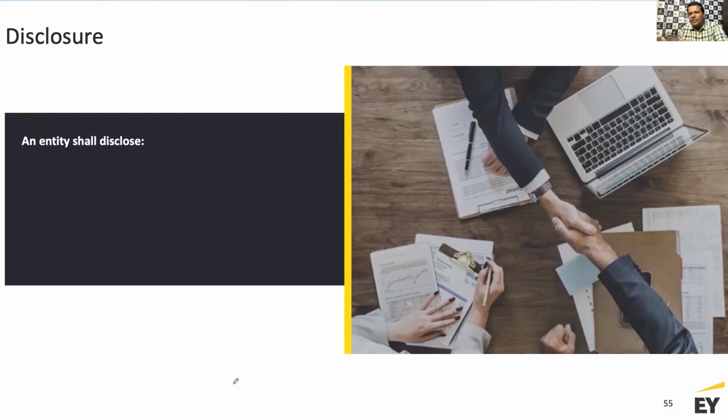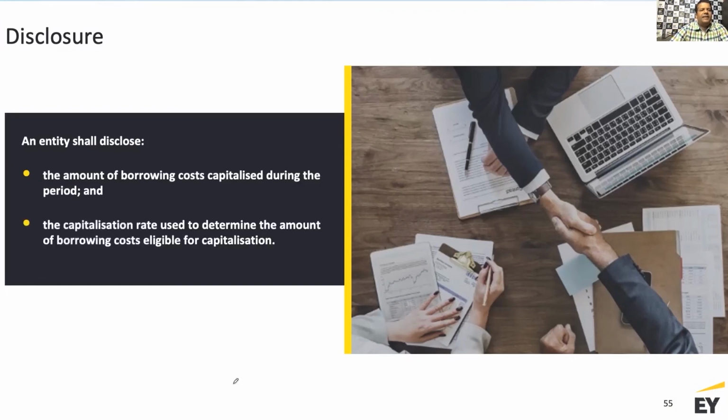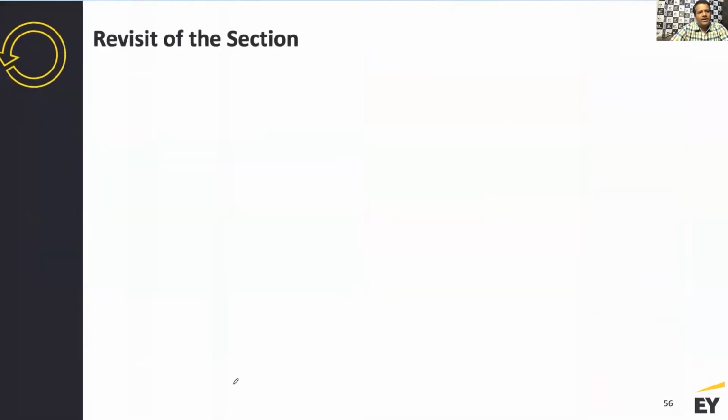You marry this capitalization rate to the different dates of expenditure which you have incurred, and then you appropriately determine the amount of interest cost which you need to capitalize. So moving forward to talk to you about some of these disclosures. An entity shall disclose the amount of borrowing cost capitalized during the period and the capitalization rate which is being used to determine the amount of borrowing cost which is eligible for capitalization.